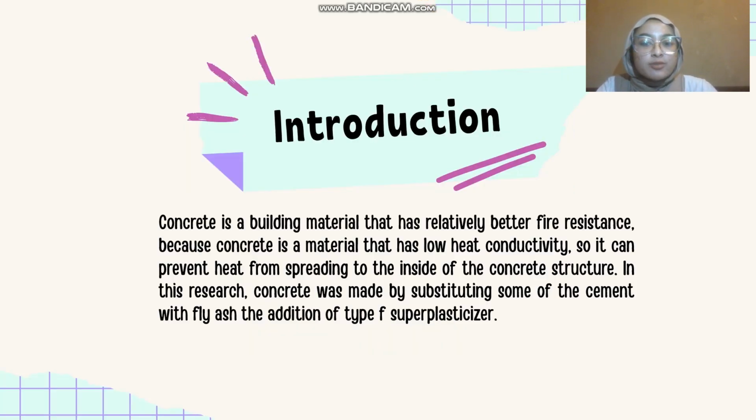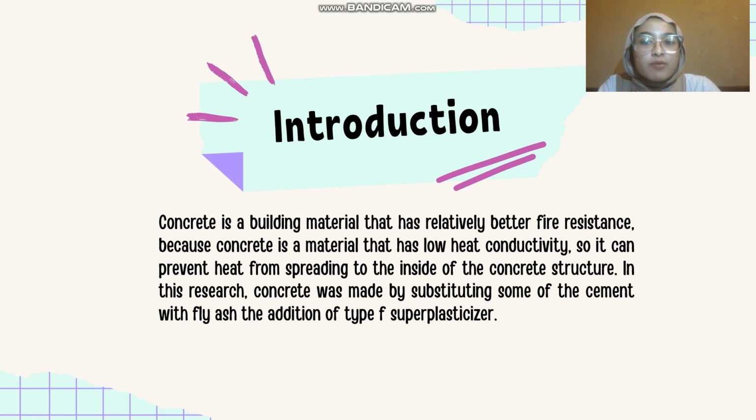Next, I will explain the introduction. Concrete is a building material that has relatively better fire resistance because concrete is a material that has low heat conductivity, so it can prevent heat from spreading to the inside of the concrete structure. To get concrete with high compressive strength, a low cement water factor must be used.